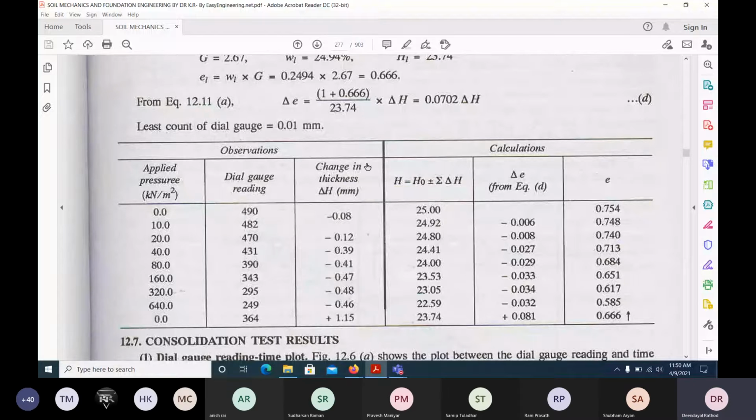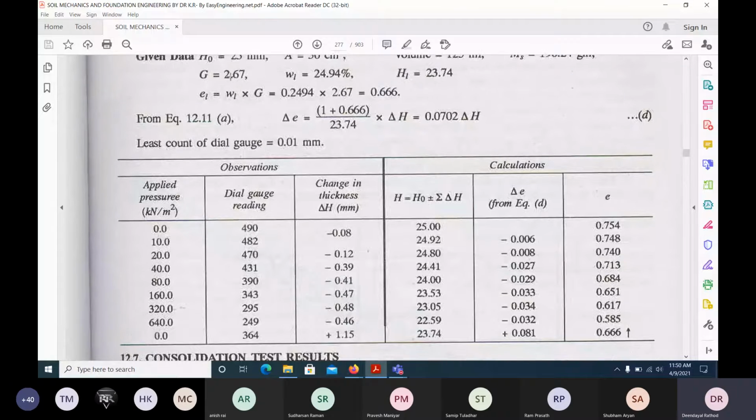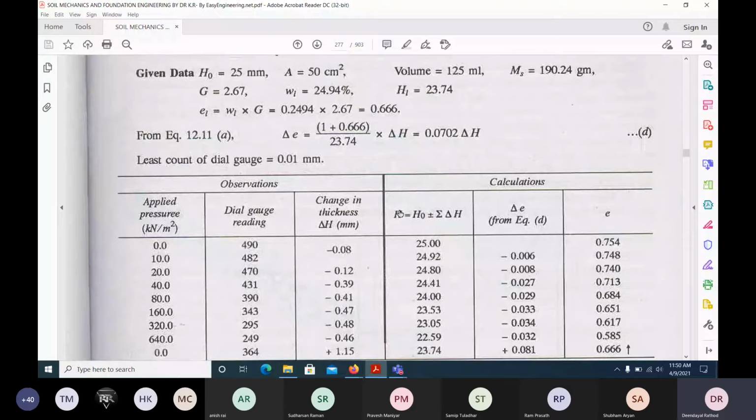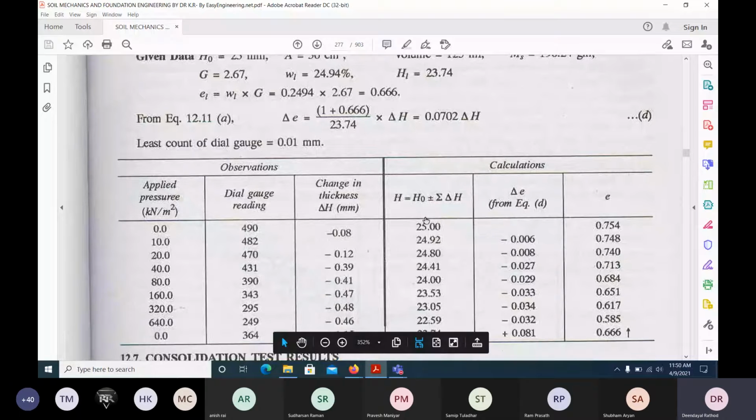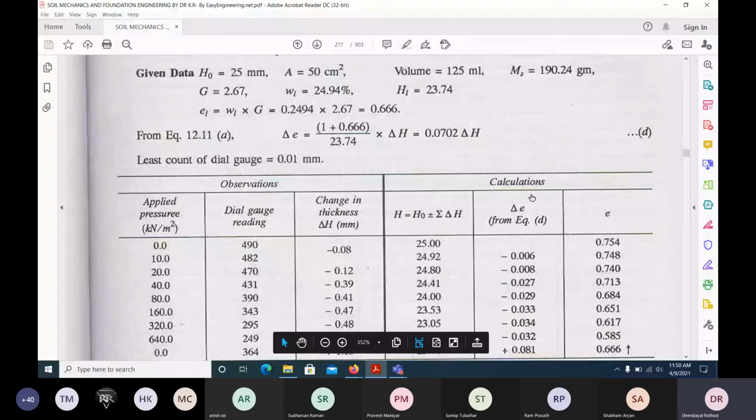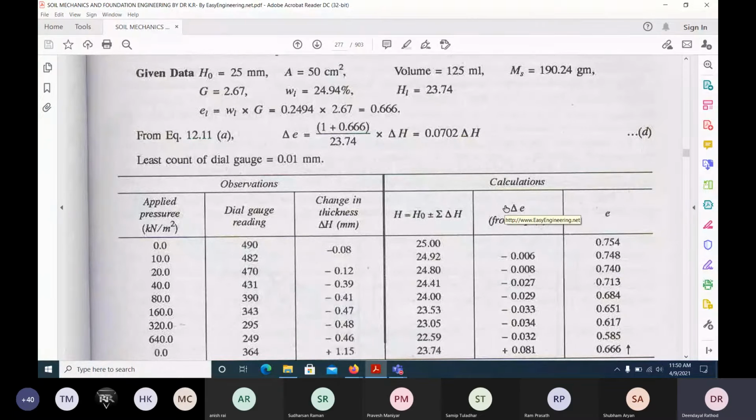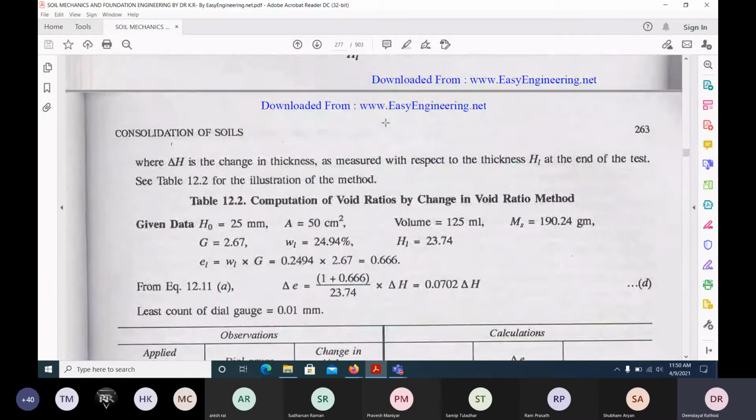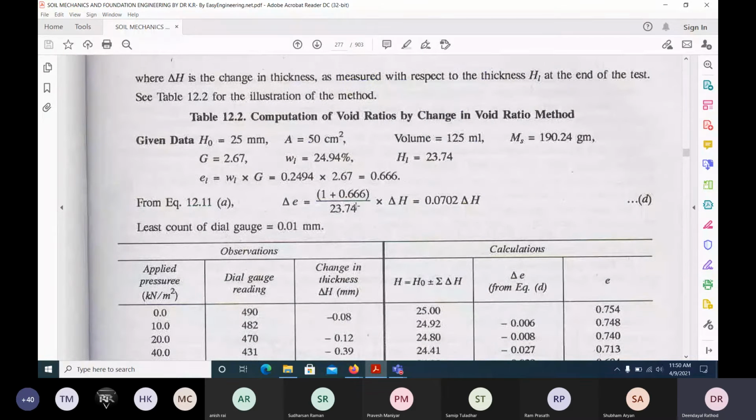H is given. The initial height H naught we know. By using the change in height, we can find this 25 minus this one, the change in height, you will get it. But the change in void ratio, how will you get it? Change in void ratio by using our formula, whatever formula we have derived. Here 1 plus, how do we get this void ratio?